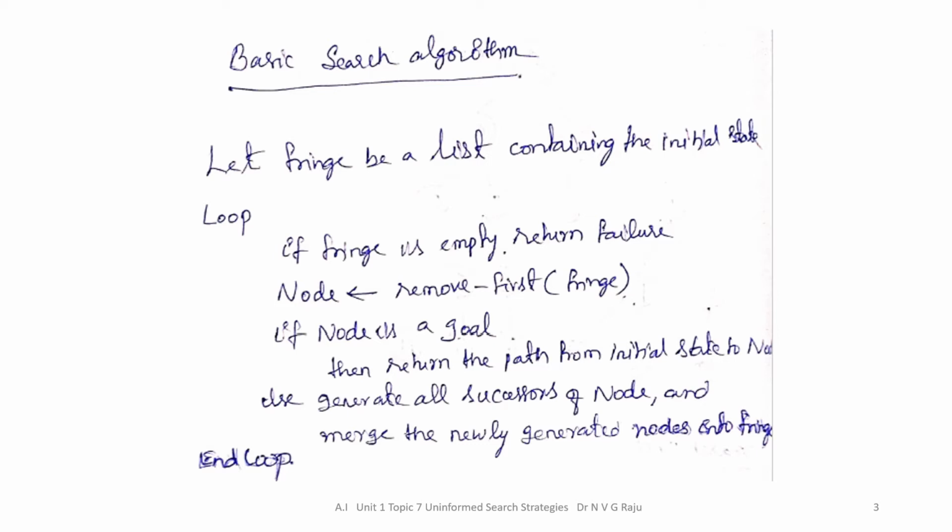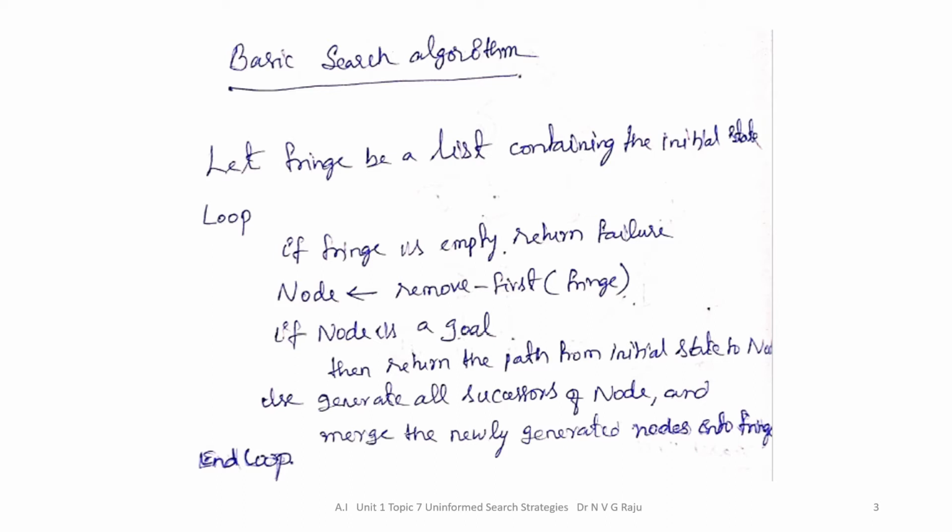Let the fringe be a list containing the initial state. That means in our Romanian example, the initial state we have considered is Arad and we have to reach Bucharest as the goal state. Let us continue the steps to find out two conditions, either a goal state or failure state.